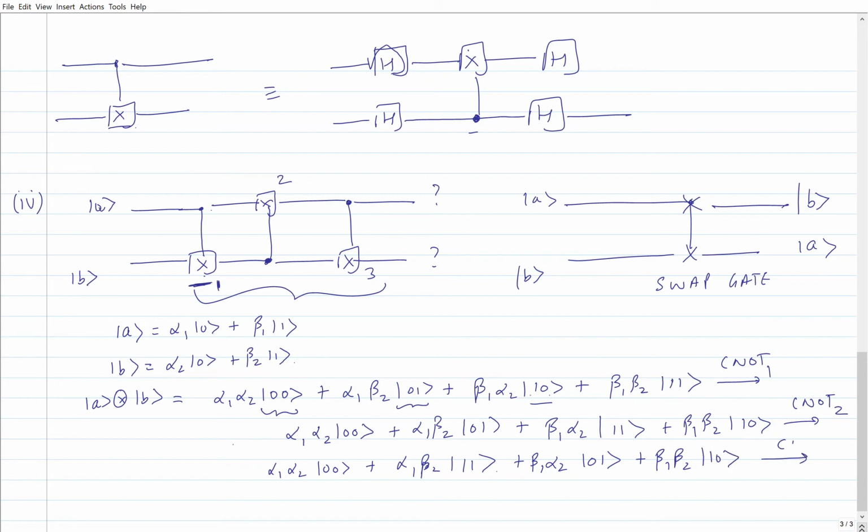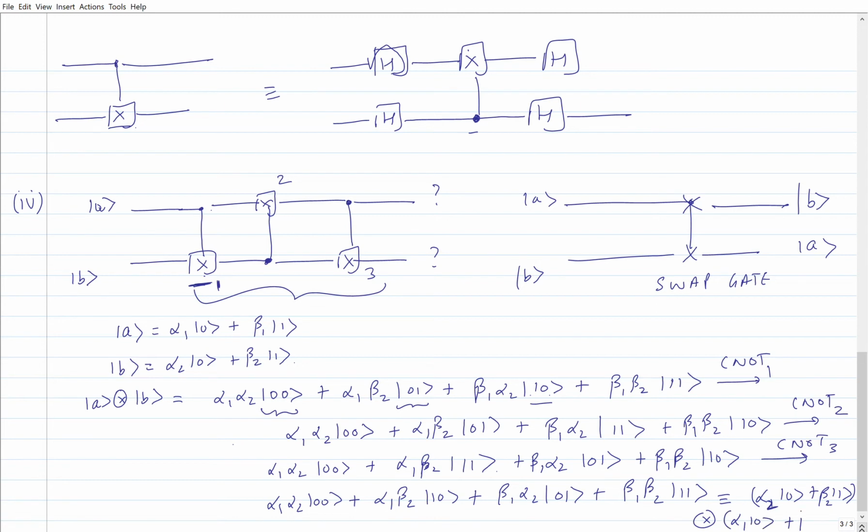And then I again apply a C naught, the third C naught finally, and I get alpha 1 alpha 2 |00⟩ plus alpha 1 beta 2 |10⟩ plus beta 1 alpha 2 |01⟩ plus beta 1 beta 2 |11⟩, which when I factorize, this is alpha 2 |0⟩ plus beta 2 |1⟩ tensored alpha 1 |0⟩ plus beta 1 |1⟩.